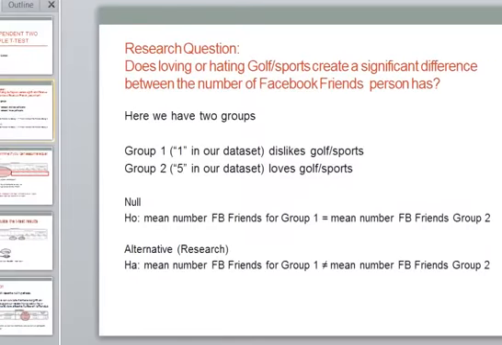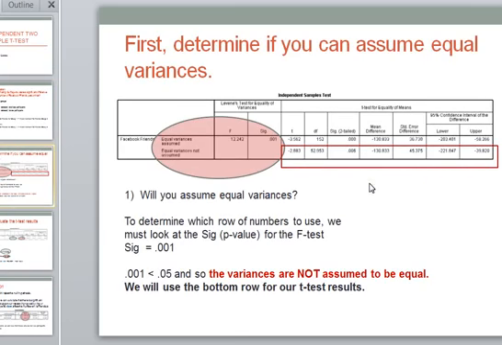Okay, so we were talking about loving and hating golf and our two groups. We had our null and alternative hypotheses, and we ran SPSS. Our very first step is to determine which one of these rows, the top row or the bottom row, we are going to use to determine the final results or conclusions of our test. And in order to do that, we're going to look in this big pink circle here. SPSS runs an f-test with a p-value for that f-test, and it tells us whether or not we can assume that our two groups have equal variance or not. That's what this is all about.